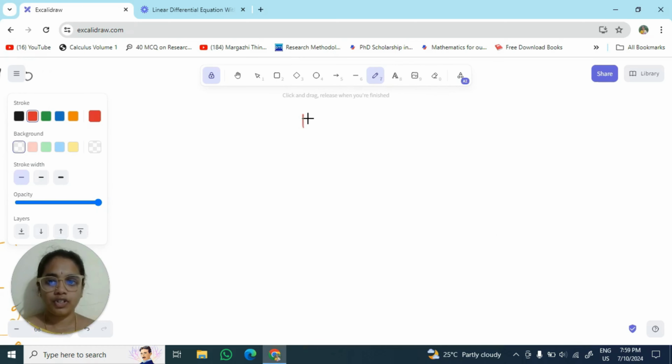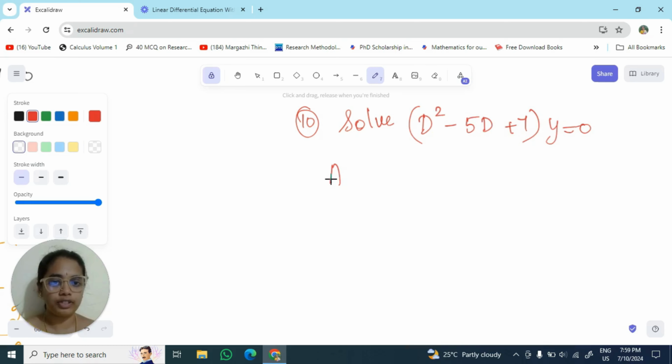Okay. So yes, let us solve another question. Say for example we have: solve (D square minus 5D plus 7) y equals 0. So clearly the auxiliary equation over here would be m square minus 5m plus 7 equals 0. I know that in the 7 table, 7 ones are 7. 7 is a prime number, so we only get 7 into 1. 7 plus 1 is 8, 7 minus 1 is 6.